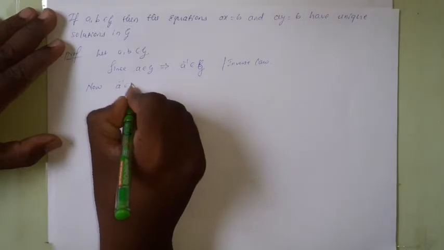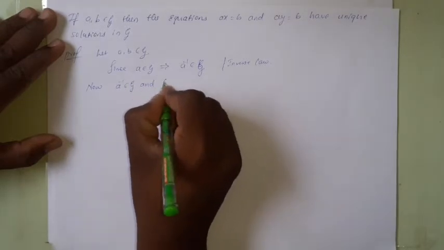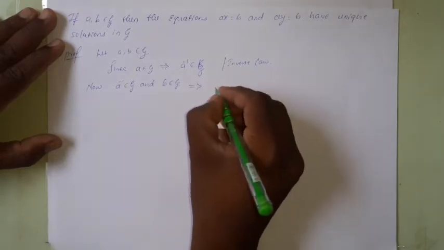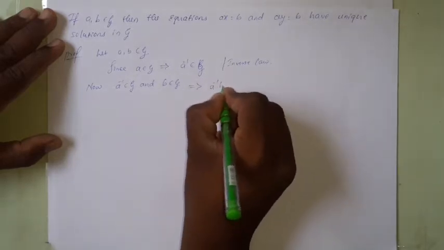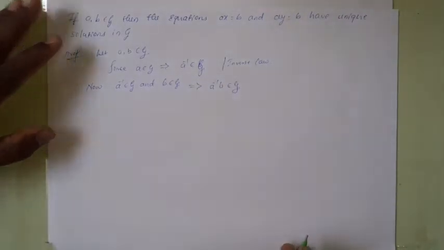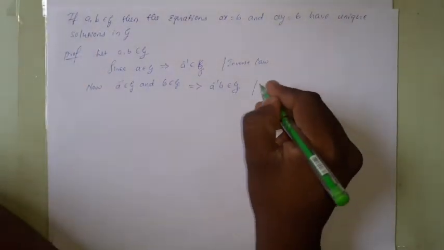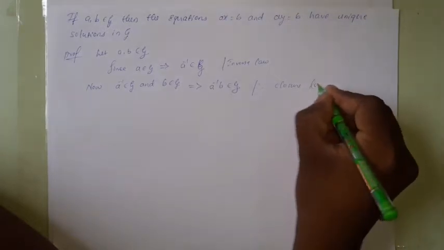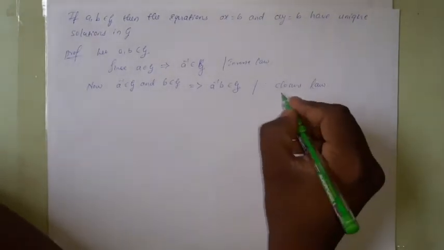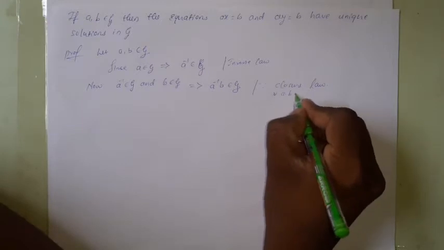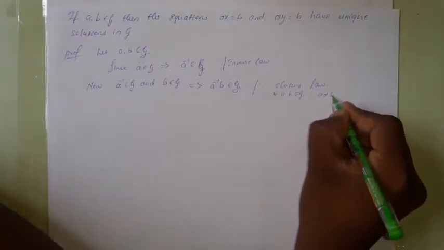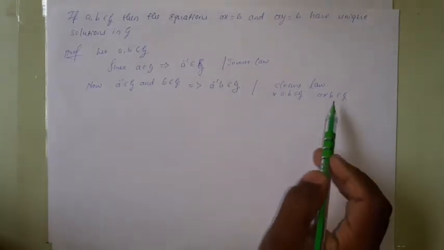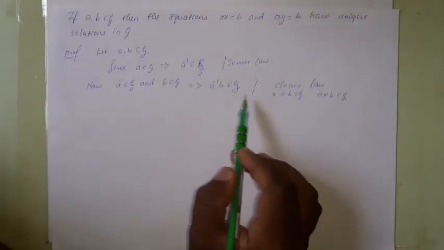A inverse belongs to G and B belongs to G. It implies that A inverse B belongs to G. So here this is by using closure law. So here the statement of the closure law is, for all A comma B belongs to G, A star B belongs to G, right? Instead of star we have written the multiplication.